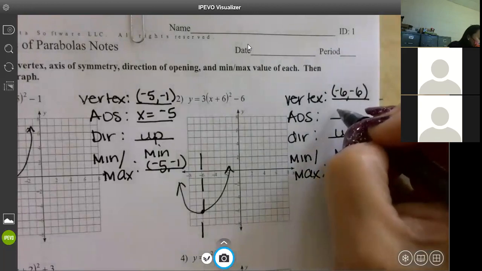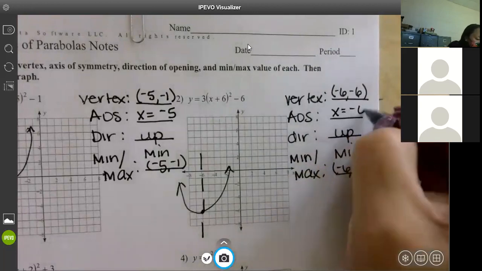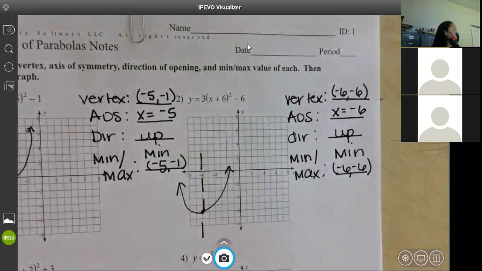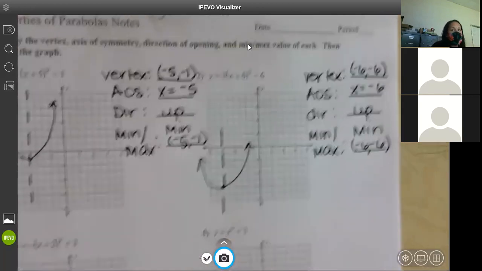Axis of symmetry is x equals -6. If you don't have to sketch the graph, you don't have to. I'm going to do it during your notes so that you guys can see it. But after that, in your homework, I don't need it. Okay. Number 3 is also in vertex form.